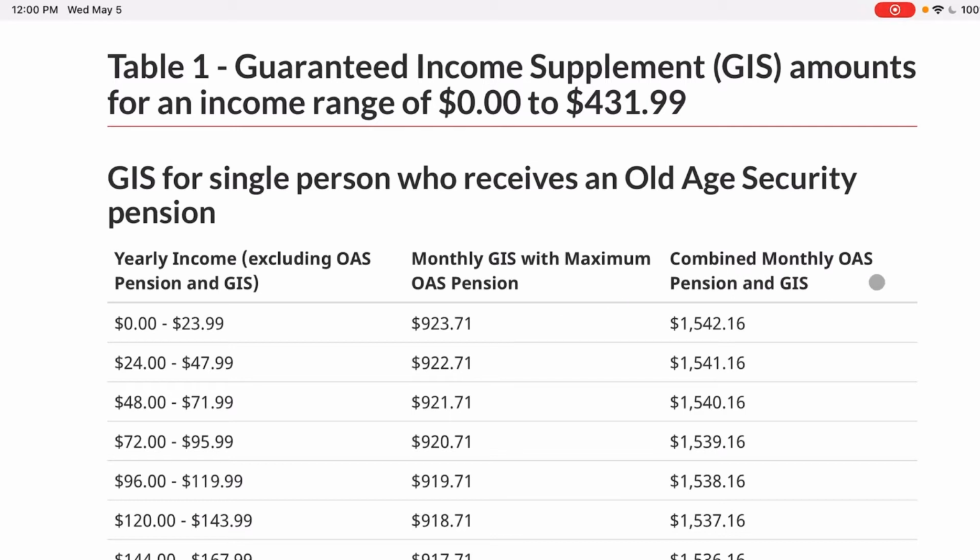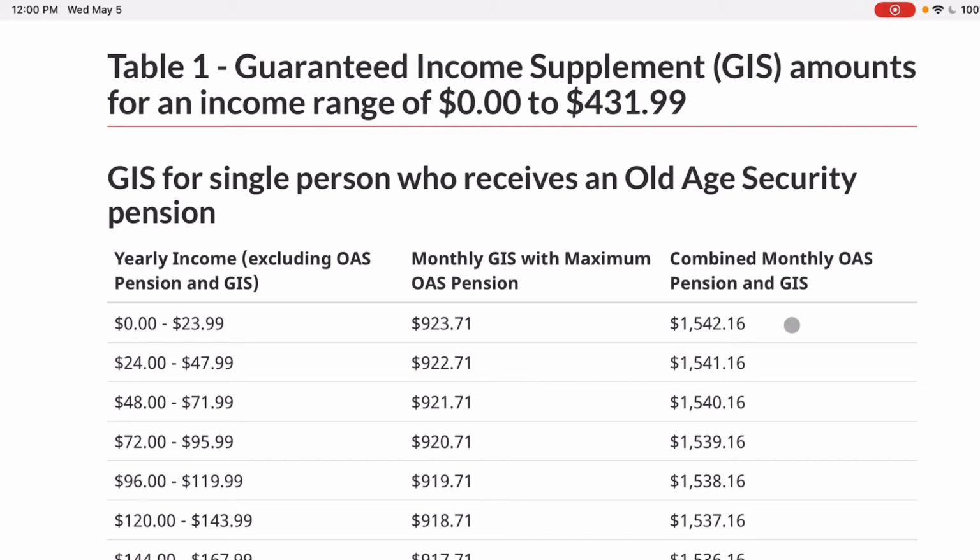Combined monthly old age security pension and GIS is $1,542 a month. Now that amount of money would be only if you had no income whatsoever other than old age security. So no CPP, no RRSP income, no employment income. But if you think about this, it's not so bad when you think about it.